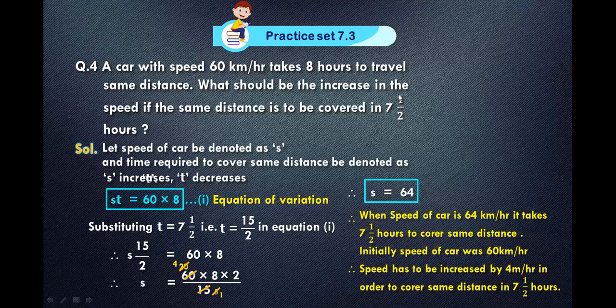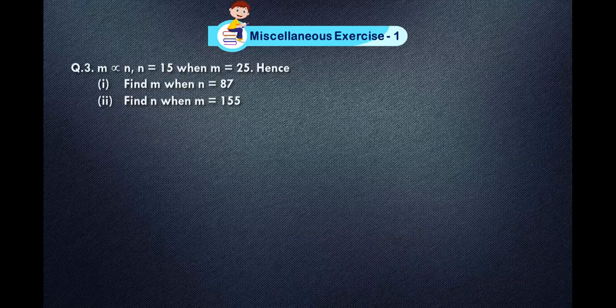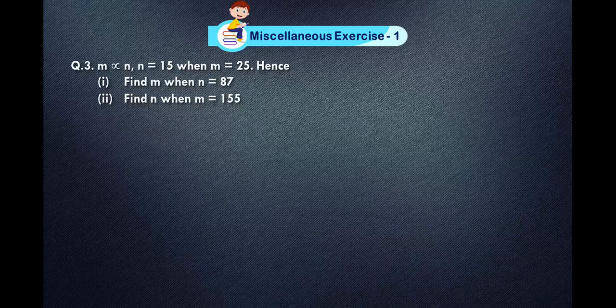All right. So the final answer which you are going to write: speed has to be increased by 4 kilometers per hour in order to cover the same distance. All right. Great. On module number 19, miscellaneous exercise number 1: if m is directly proportional to n, and n is 15 when m is 25, hence find out m when n is 87.